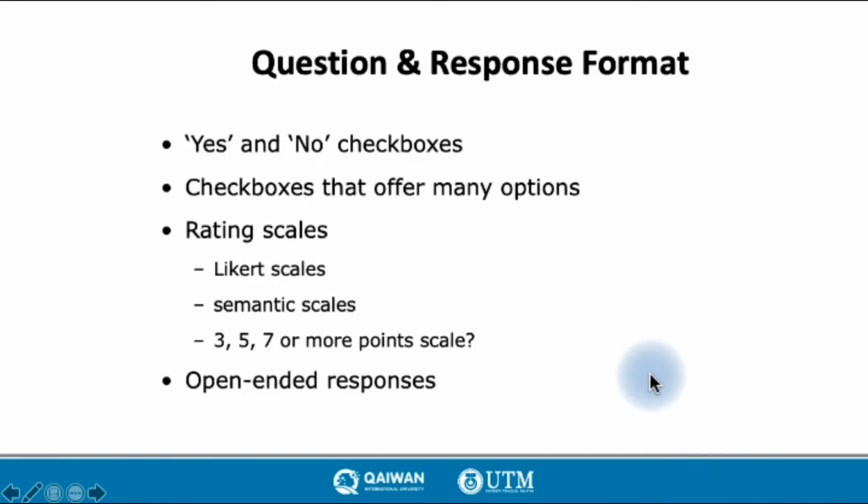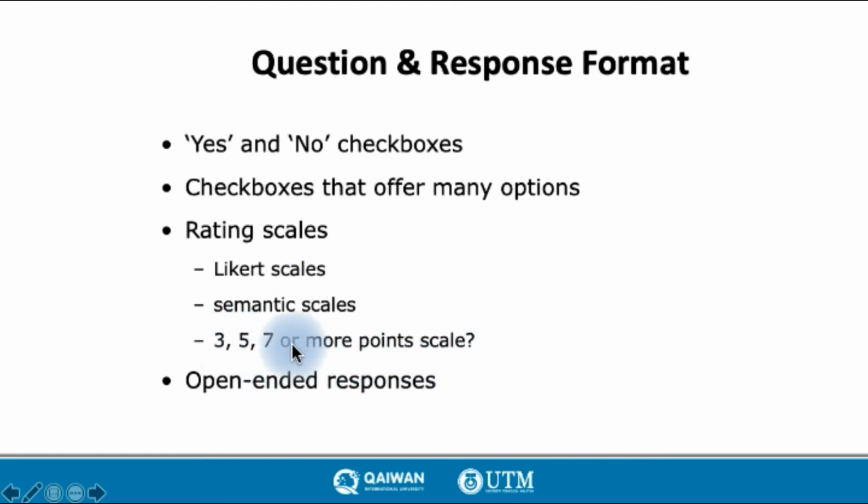And in the questionnaires, they have many types of answer formats. They have yes and no checkbox. So when you ask him, like, did you finish high school, then he can say yes or no, or just tick the checkbox, or use something we call Likert scale. So Likert scales are something like 4, 5, 7 or more point scales.